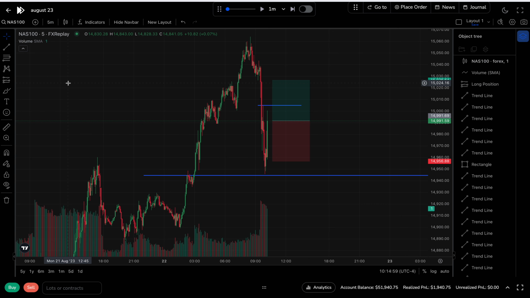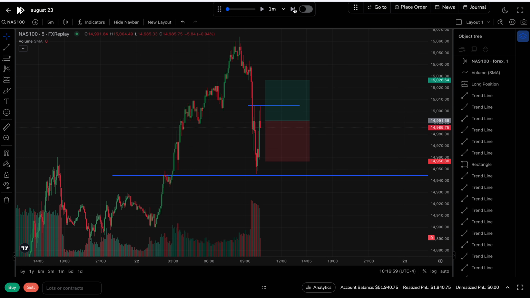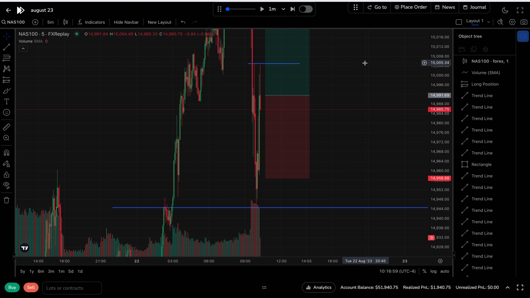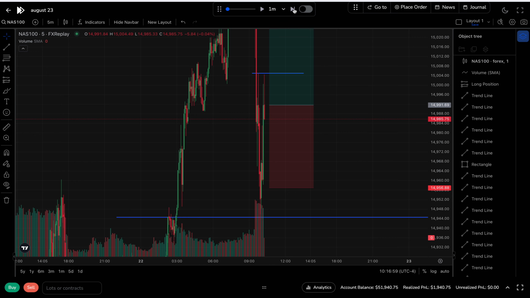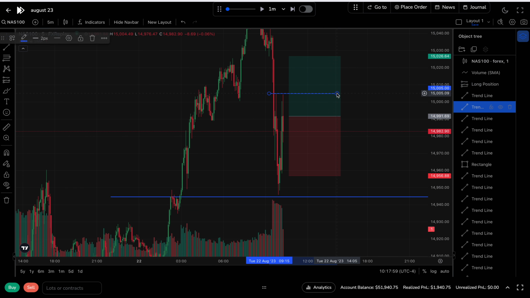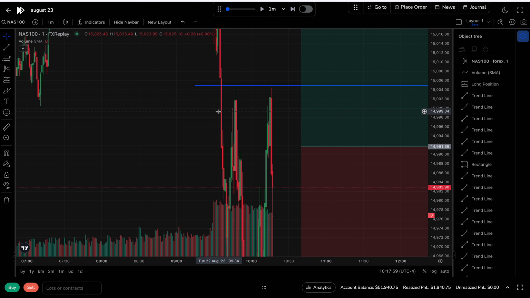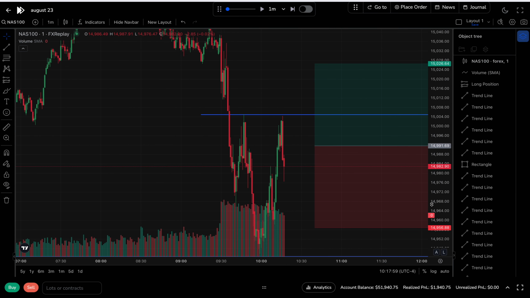This risk reward's not really worth it right now though, so I'll see if we get a retrace. Okay, so we do get a retrace. Did we leave equal highs? We left these relative equal highs. Okay.